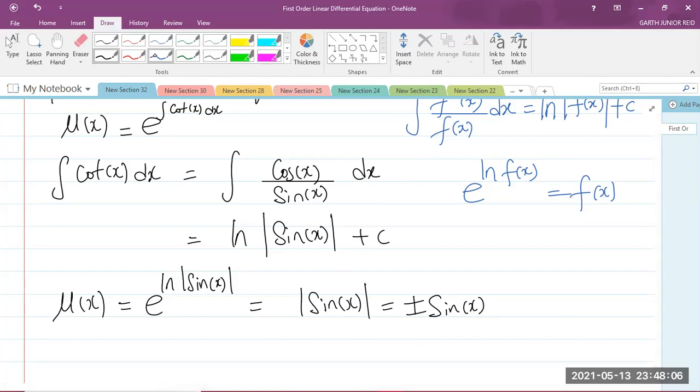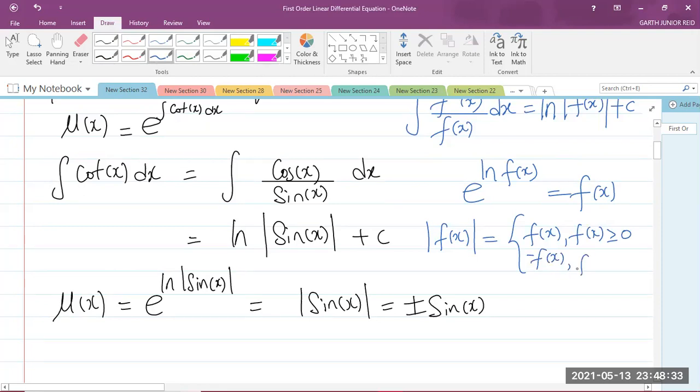How do we know this? If you recall from the modulus function, let's say I have the modulus of f of x, then that is going to be equal to the positive of the function if the function is greater than or equal to 0, and it is equal to the negative of the function when the function is less than 0.